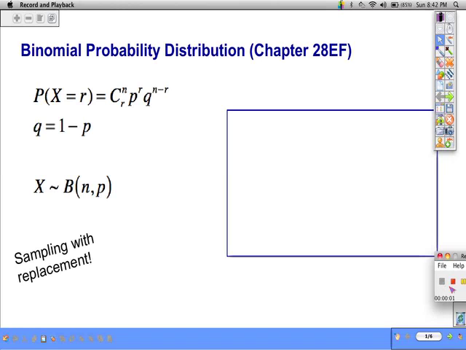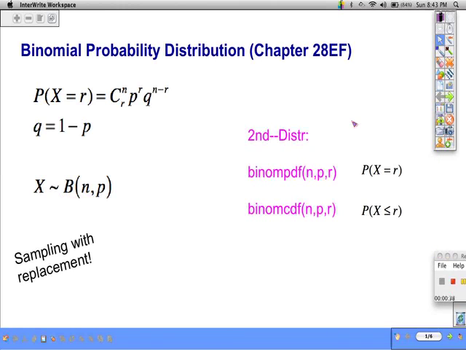The last part of Chapter 28 deals with two special statistical distributions, the binomial distribution and the Poisson distribution. The binomial distribution is something we're familiar with already. It involves two outcomes. This is the formula for it. The notation used to denote that it's a binomial distribution, we say that X is distributed as B(n, p). n is the number of items, p is the probability of a success.